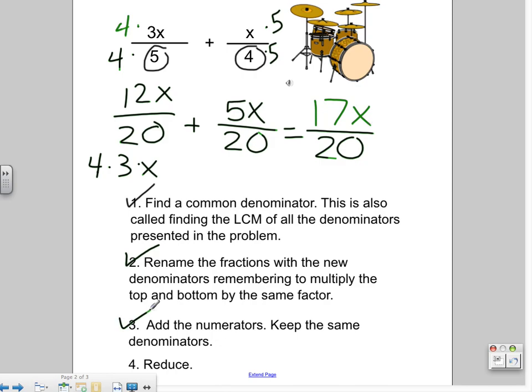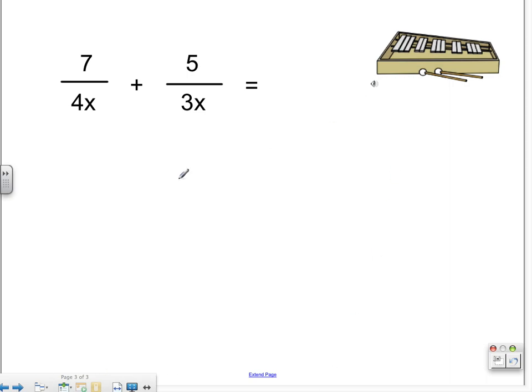Okay, so we did this. Now we have to look for reducing. Well, I can't get rid of the x. It has nothing to reduce with. And 17 over 20, neither one of 17 and 20 share a common factor except for 1. So my final answer is 17x over 20. Okay, hopefully that didn't feel too hard. Now we're going to get into one that's just a little bit harder. But first, the music.